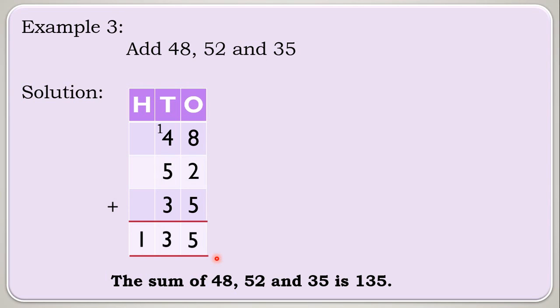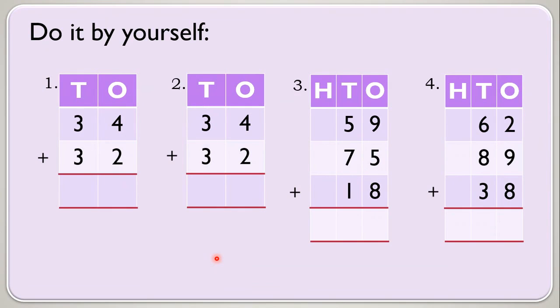I hope you understood the method of adding numbers when there are 2 and 3 two-digit numbers. Here are some more numbers to be added. 4 questions are given, so you should do it by yourself. So just follow the steps we did, and you will find the sum of given numbers.